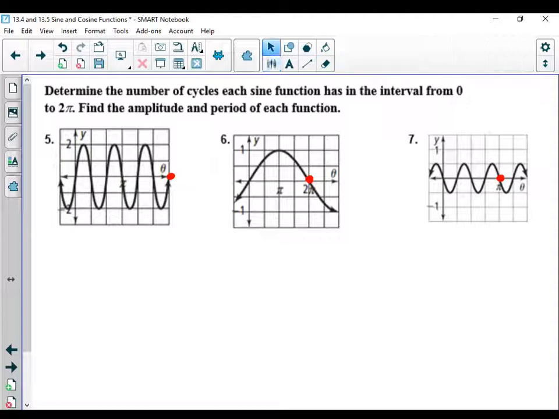What they are wanting to know is how many of the little squiggles, how many cycles, are going to fit between 0 and 2 pi? That's the first question they ask. How many of those complete cycles am I going to have to fit between 0 and 2 pi? Then I want to know the amplitude and the period of the function. Okay, so go ahead and look at those. I know they're not right in front of you and you can't trace things, but look at them to see how many cycles it takes from 0 to 2 pi, and then the amplitude and the period of the function.